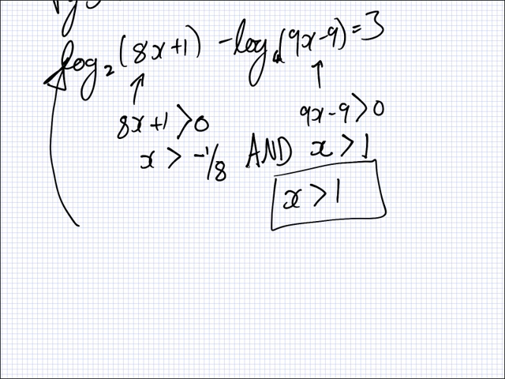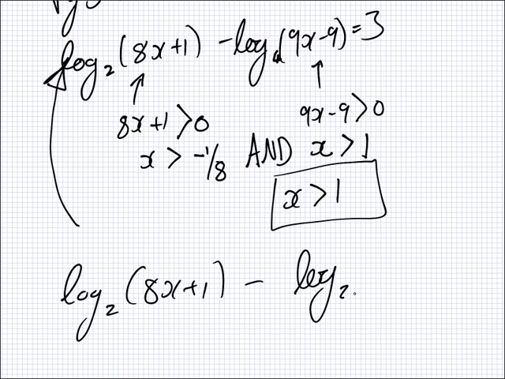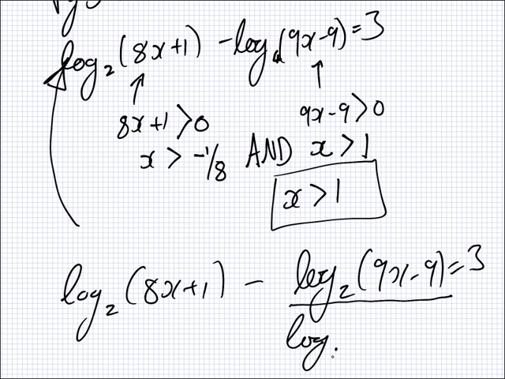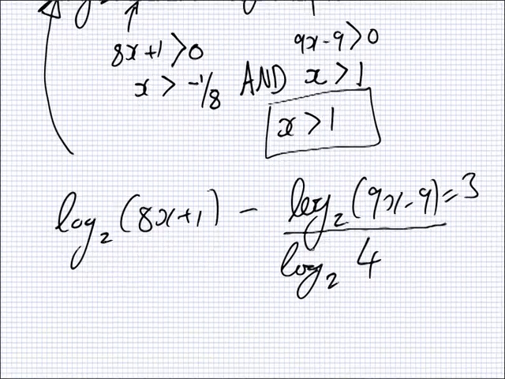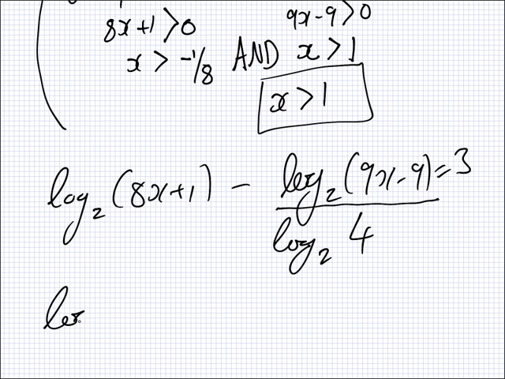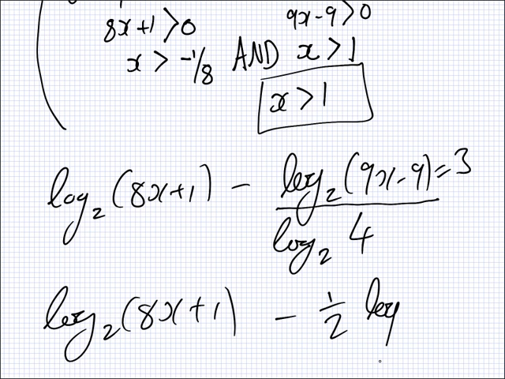Which base should we change? Base 4. To what base? To base 2. Now, do you remember how to change the base to any base you want? You change the base to the base you want, but then what's the price you pay? You must divide by log, new base over old base. Sorry, I said that backwards. New base, old base. What is log base 4 of 2? A half, isn't it? Yeah. So that's a half log base 2, 9x minus 9 equals 3.